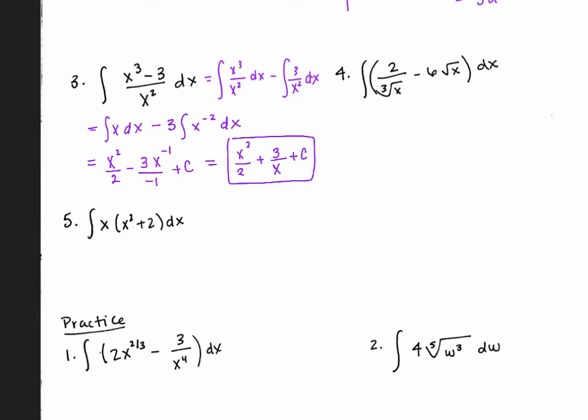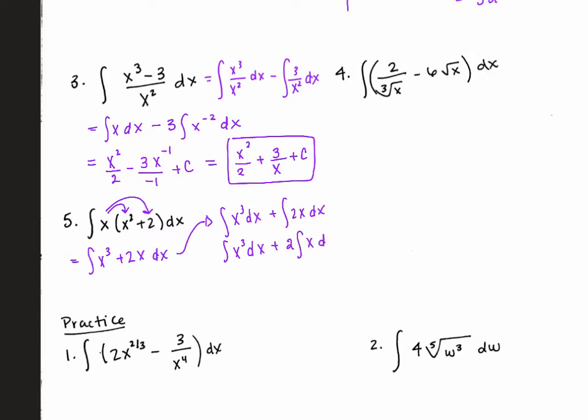Number 5, we've got 2 things multiplied together, and there's not a product rule here. So what I'm going to do is I'm going to distribute the x so that I have x to the third plus 2x dx. Well, those are both integrals that we know how to do, so I'm going to split them up. X to the third dx plus 2x dx. Then in the second integral, I can take out a 2 and apply my integral rules.